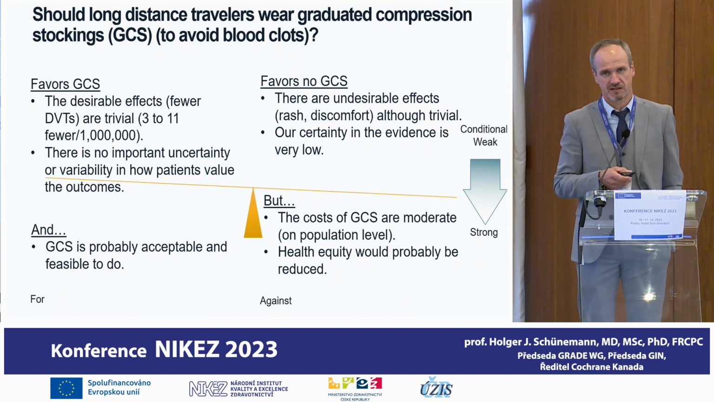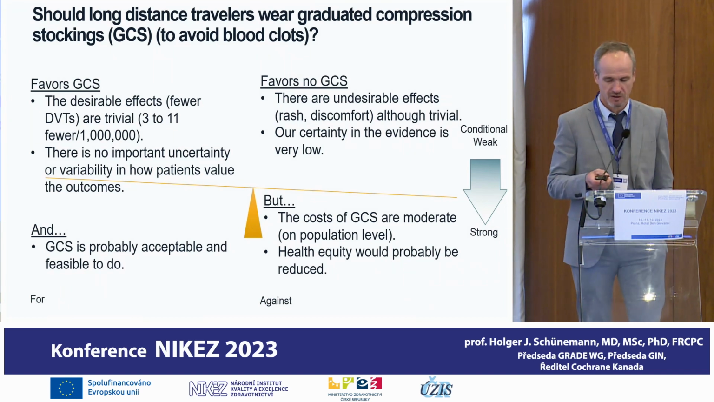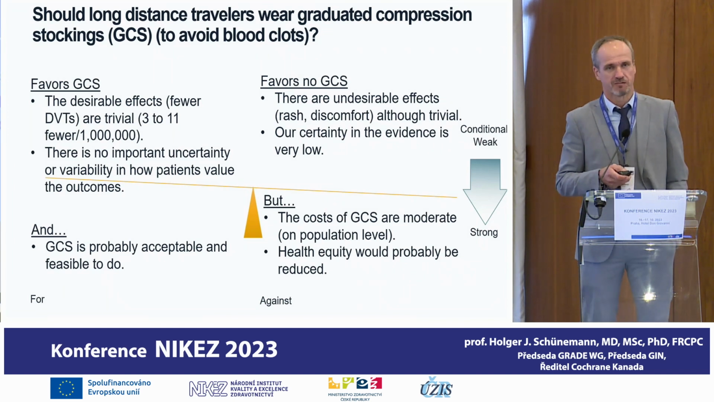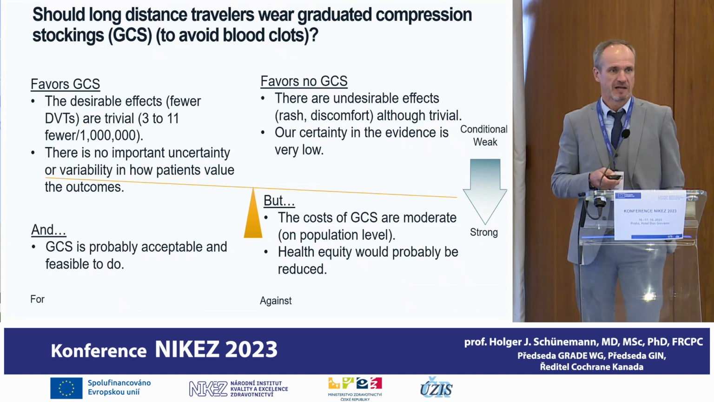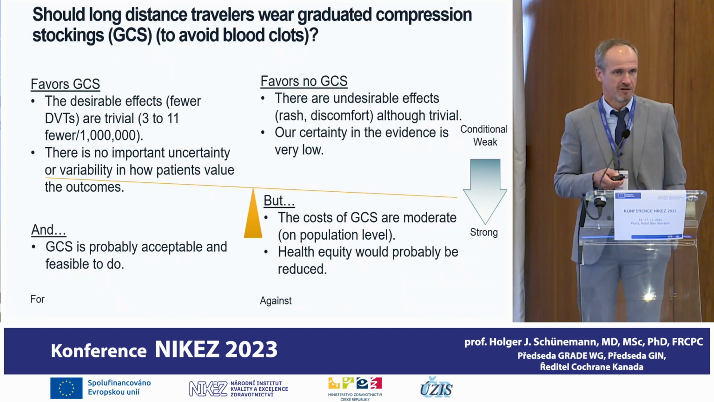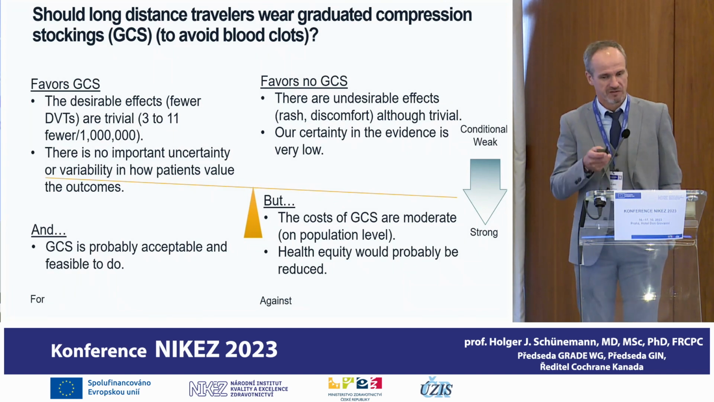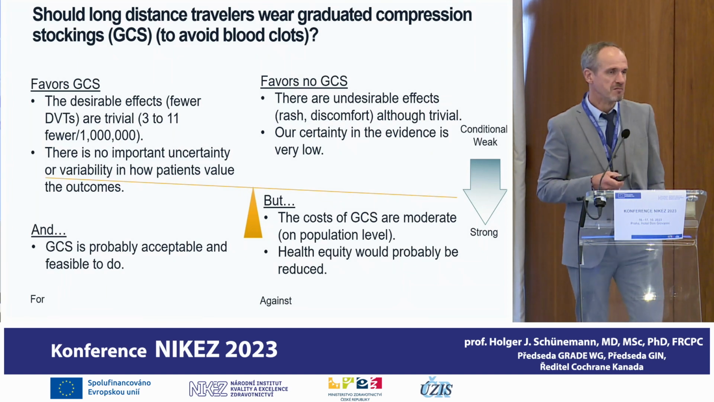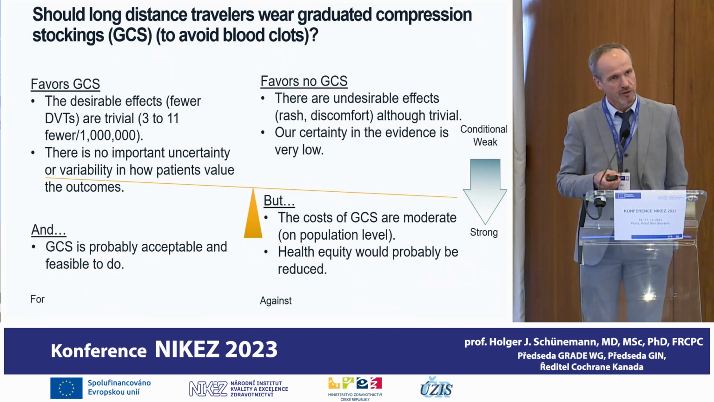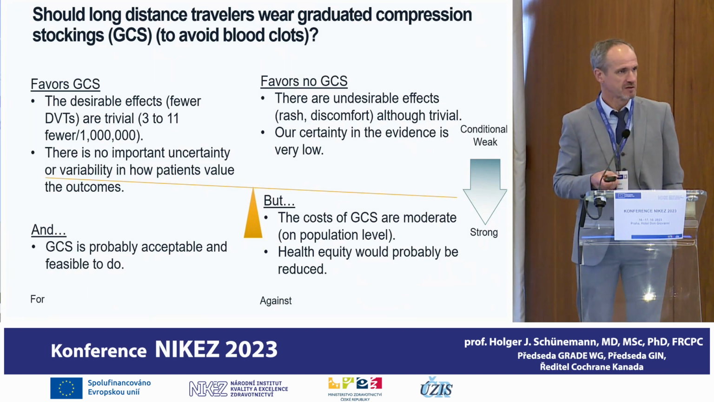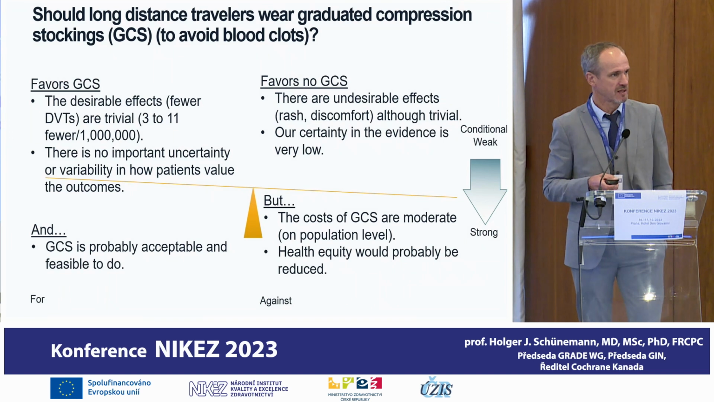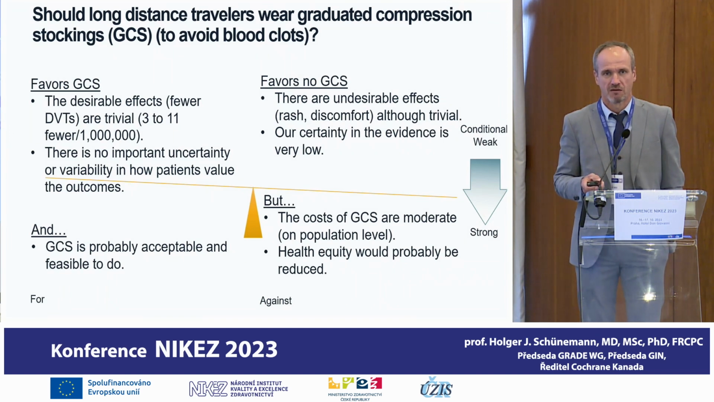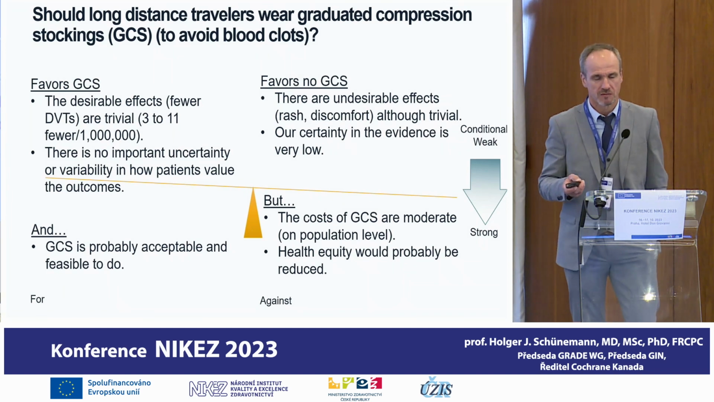They cost about $60, which is probably about 50 euro if you buy a good pair. And if you think about this on a population level, you spend a lot of money on compression stockings to prevent a few blood clots. In particular, for those who go on cheaper flights because their earnings are not as good and they fly low cost, the compression stockings may cost more than the actual flight, right?